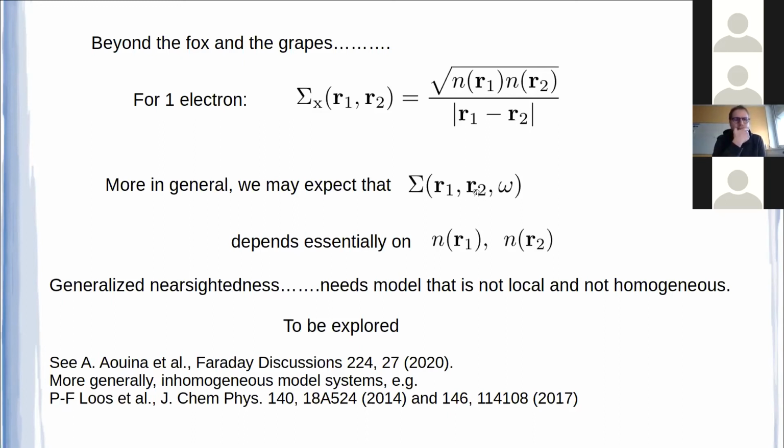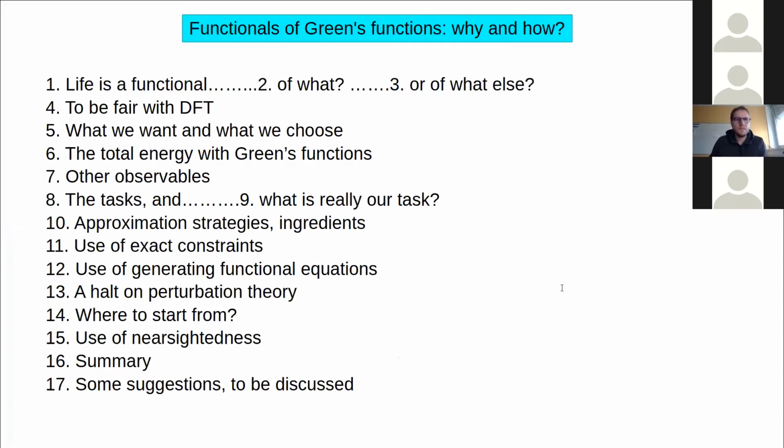So more generally, we could expect that essentially the densities at R1 and R2 are determining the self-energy at points R1 and R2. And this means that we could build models. But now you see, if the densities at these 2 points are not the same, we will need a model that is not homogeneous. Okay, so this brings us to the idea of building non-local, non-homogeneous models, and this has to be explored, and people have already worked on non-homogeneous models. Okay, and this brings me to the end.